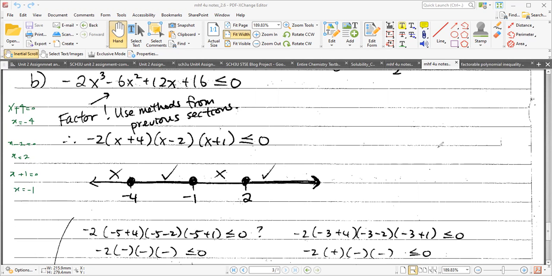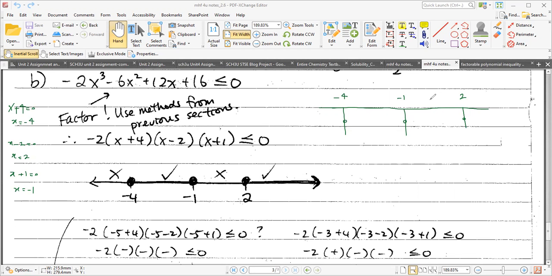So what I do, I just put a chart. Again, this is a line. Then I put the zeros from smallest to biggest. So the smallest zero is -4, right? Then -1, then 2. Now below each of these numbers, I put a line. Of course, when x is 2, the expression is 0. When x is -1, the expression is 0. When x is -4, the expression is 0. Just put that 0.